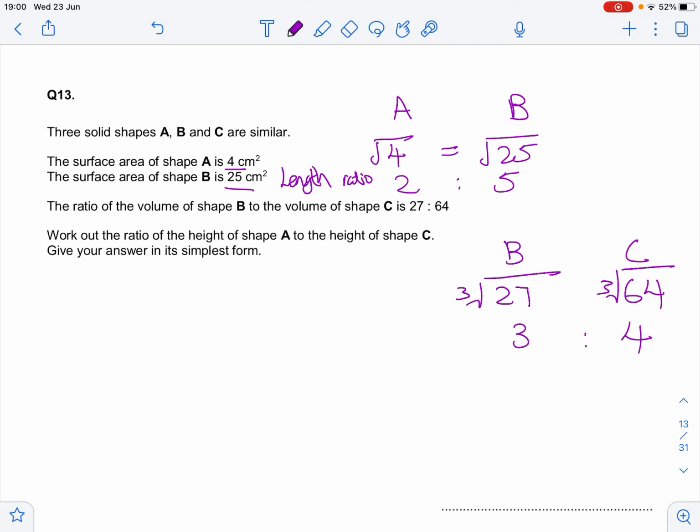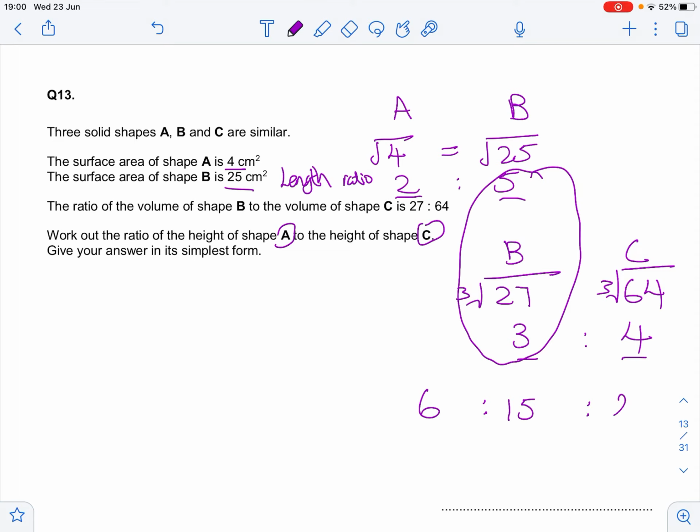So we know the length ratio of A to B is 2 to 5. Length ratio of B to C is 3 to 4. The question wants us to work out the ratio of height of A to C. Therefore, we need to make B the same. So we find the lowest common multiple, which is 15. So we multiply 5 by 3, so 2 to 5 becomes 6 to 15. And 3 multiplied by 5, so this is 20. So the height of A to C must be 6 to 20.